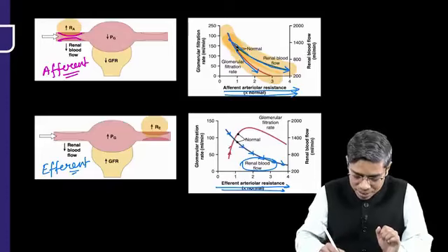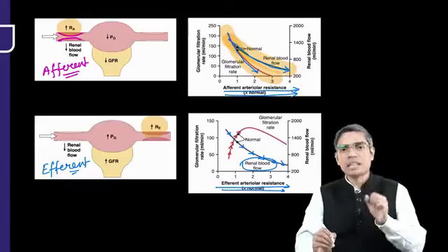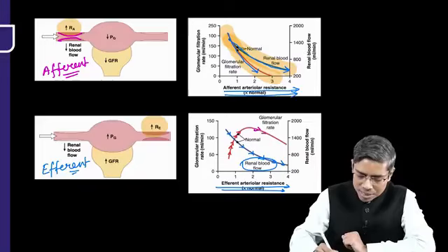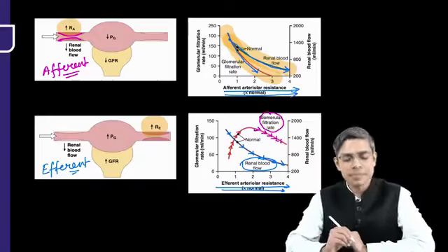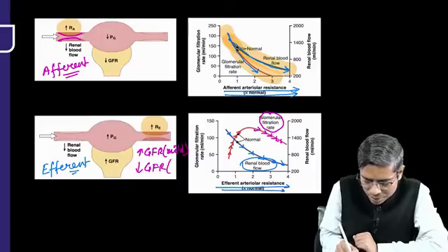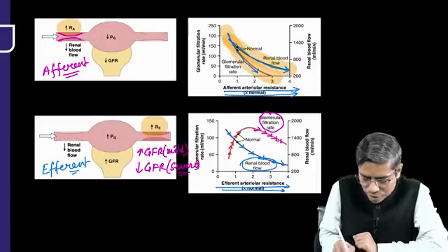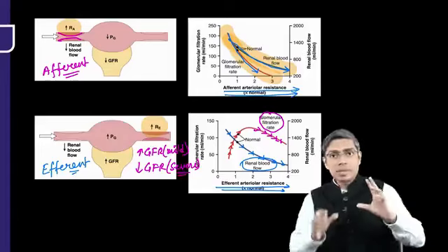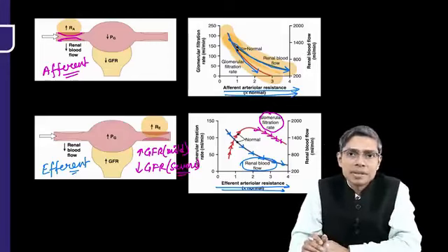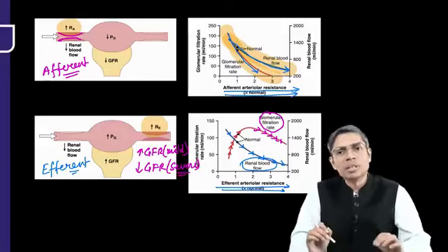GFR will increase initially when the constriction is mild, followed by a decrease in GFR when the constriction is severe, as you can find out from this curve. So efferent arteriolar constriction means GFR will increase when the constriction is mild. When the constriction is severe, then the GFR will start falling. Got it? So GFR has two effects. If the constriction of the efferent arteriole is mild, GFR will increase initially, followed by a decrease in GFR. That's why you have to remember this carefully.